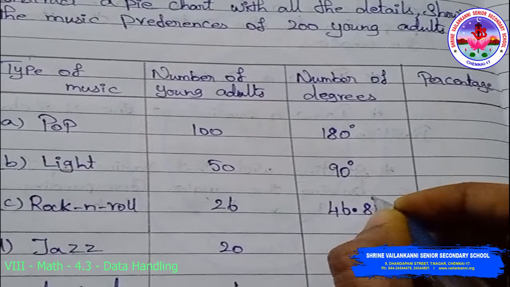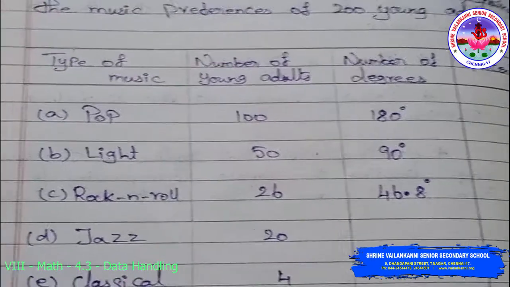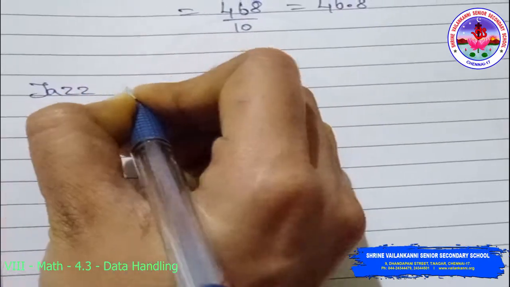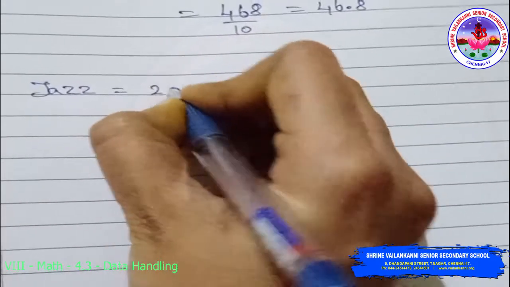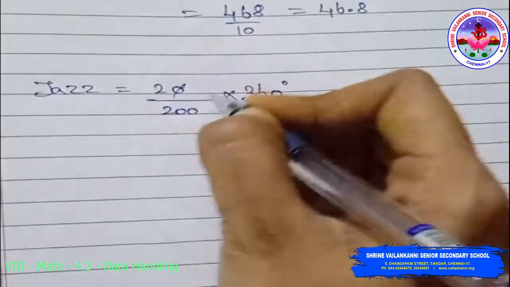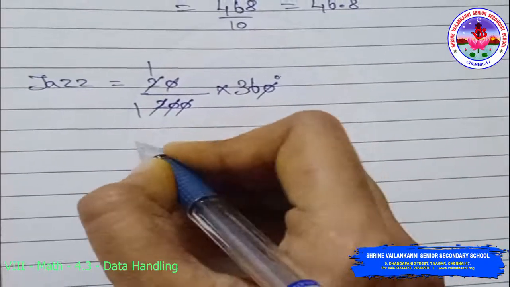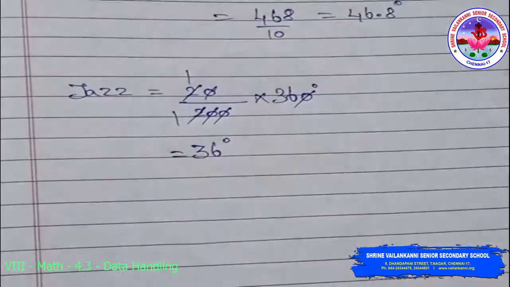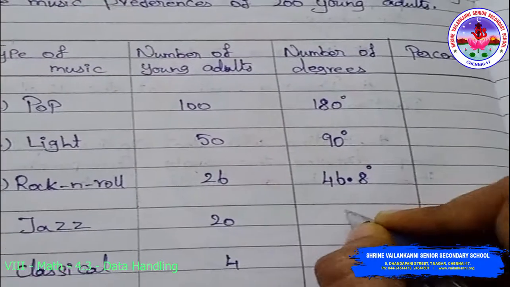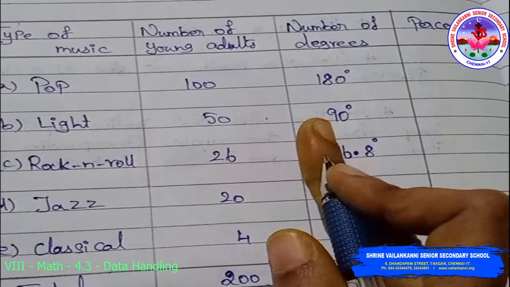The next one is jazz, the number of adults is 20. Jazz is equal to 20 divided by 200, times 360 degrees. Zeros cancel, 2 twos cancel. The remainder is 36 degrees. Now for jazz, the number of degrees is 36 degrees.